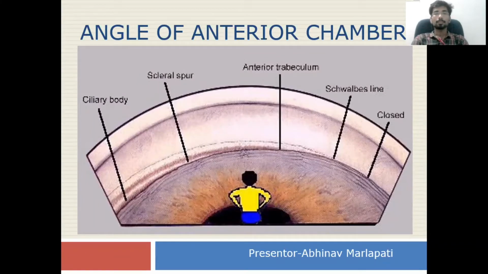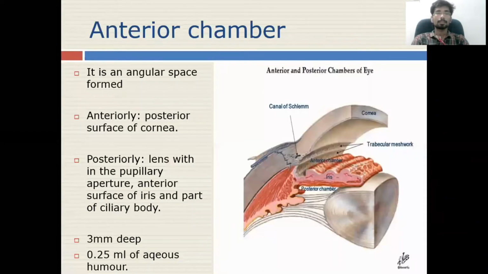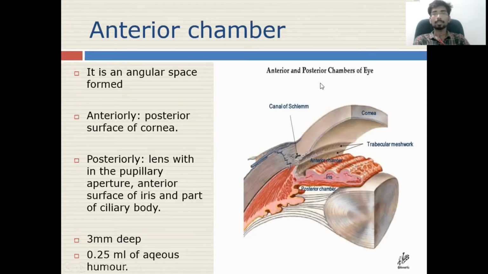In this video, we see about the angle of the anterior chamber. The anterior chamber is an angular space formed anteriorly by the posterior surface of the cornea, and posteriorly by the lens in the pupillary aperture and the anterior surface of the iris and part of the ciliary body. It is 3 mm deep and 0.25 ml of aqueous lies in the anterior chamber.